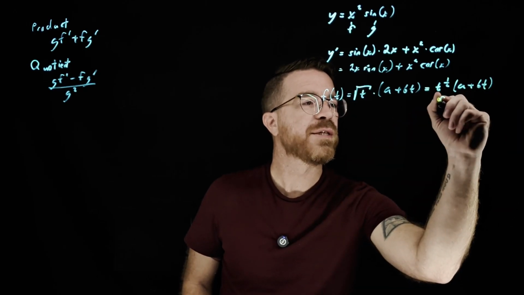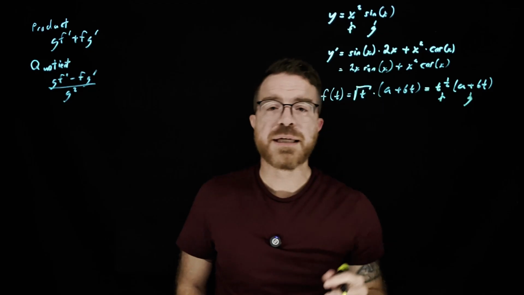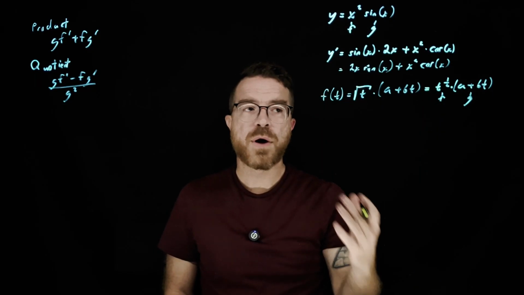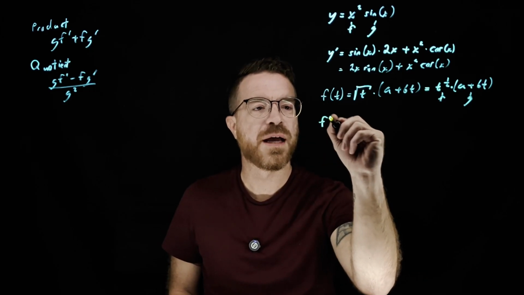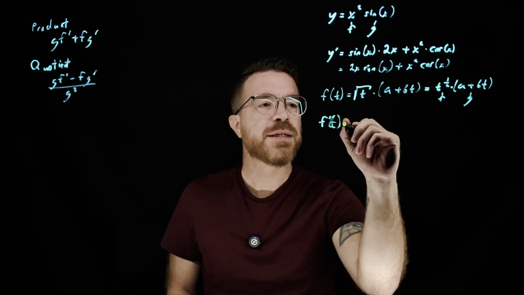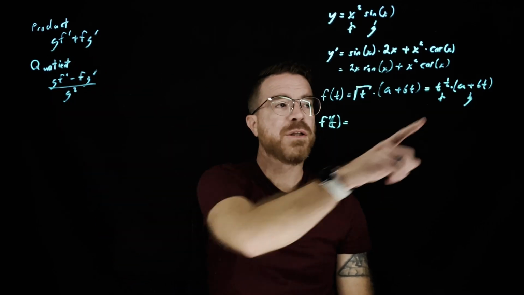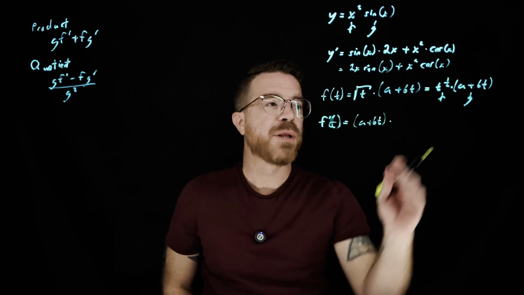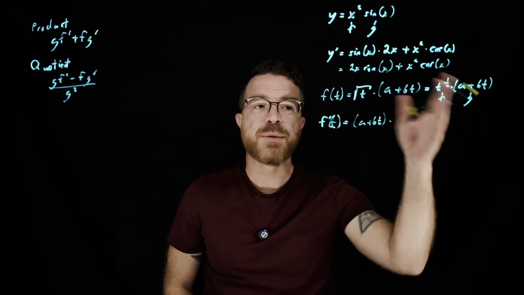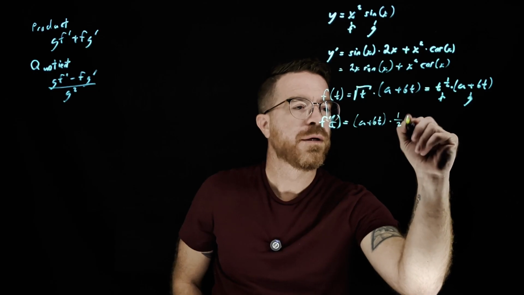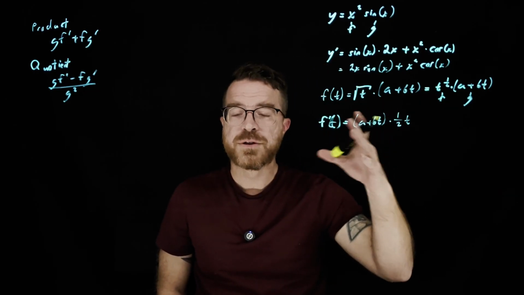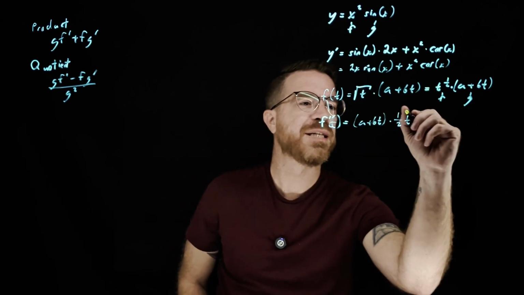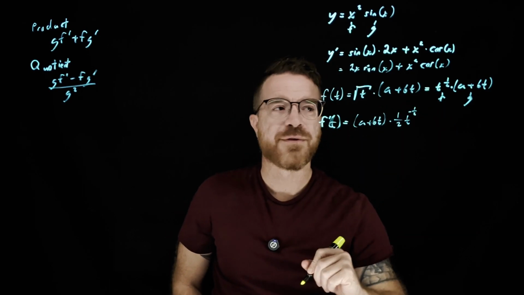So this t to the 1/2 is going to be our f. This a plus bt is going to be our g. And because we're multiplying them by each other, this is again going to be our product rule. So when we take the derivative, f prime of t is going to be equal to, well, first we leave g alone, so this is going to be a plus bt. And then we multiply by our f function, so t to the 1/2, we bring down the 1/2. And then we have t to the 1/2 minus 1, which is the same thing as saying 2 over 2. So 1/2 minus 2 over 2 gives us t to the negative 1/2.